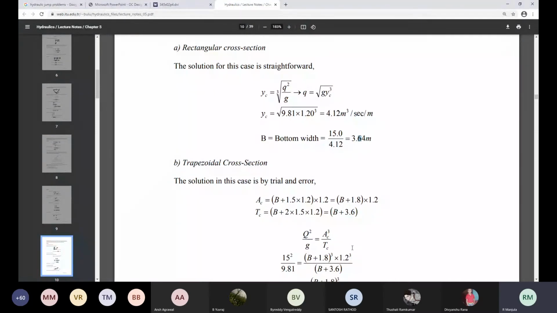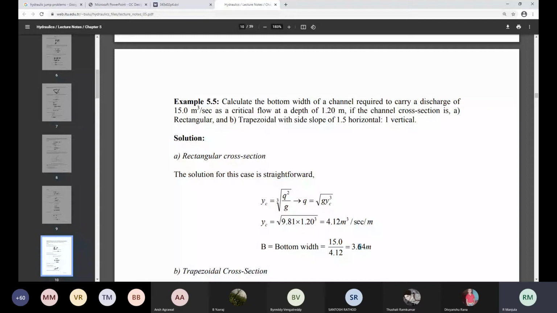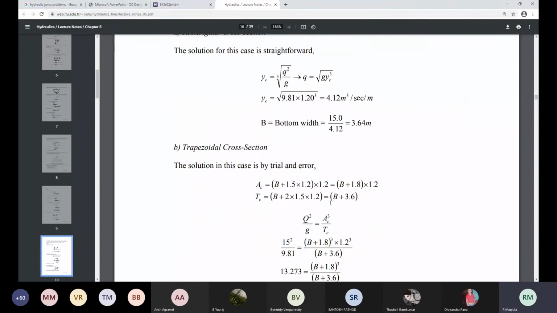Now consider a trapezoidal cross section. So you go for a trial and error method, for critical flow in a trapezoidal cross section. What is the question? You need to calculate the bottom width of the channel. For the rectangular channel section, we have calculated the bottom width. Now for the trapezoidal channel, with a side slope of 1.5 horizontal to 1 vertical, you need to calculate the bottom width of the channel.